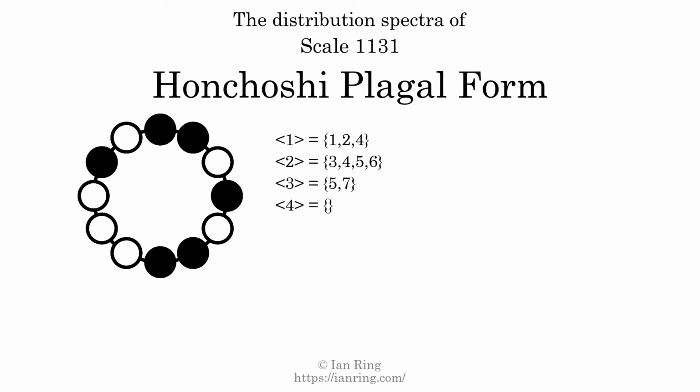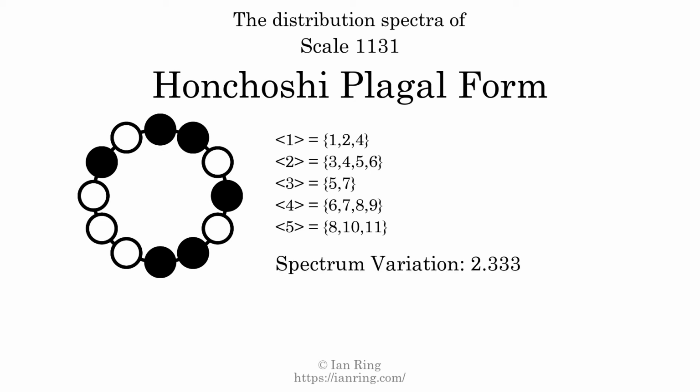The generic interval of 4 scale steps comes in 4 different specific interval sizes: 6 semitones, 7 semitones, 8 semitones, and 9 semitones. The spectrum width of this generic interval is 3. And finally, the generic interval of 5 scale steps comes in 3 different specific interval sizes: 8 semitones, 10 semitones, and 11 semitones. The spectrum width of this generic interval is 3. The spectrum variation is the sum of all the widths, divided by the number of tones. The spectrum variation of this scale is 2.333.